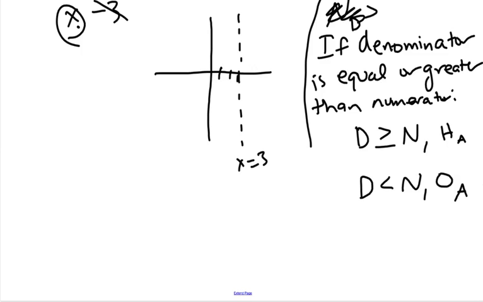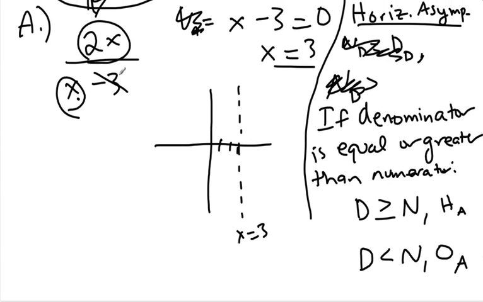So in this situation, since the denominator of 2x over x minus 3 is equal in degree to the numerator, then we have a horizontal asymptote. And then what we have to do is we simply divide the fastest growing terms, so the coefficients of the fastest growing term rather. So 2 over 1 is 2. So our horizontal asymptote is y equals 2.